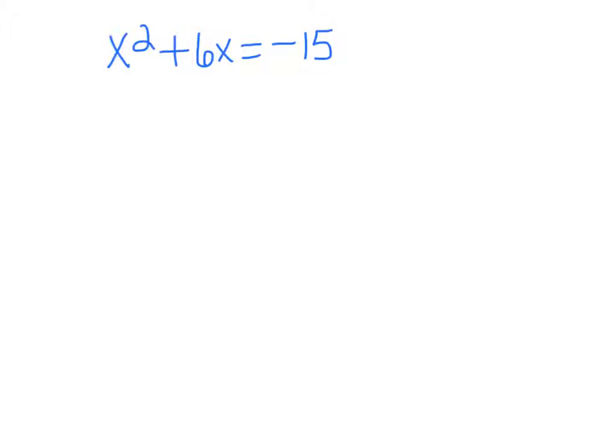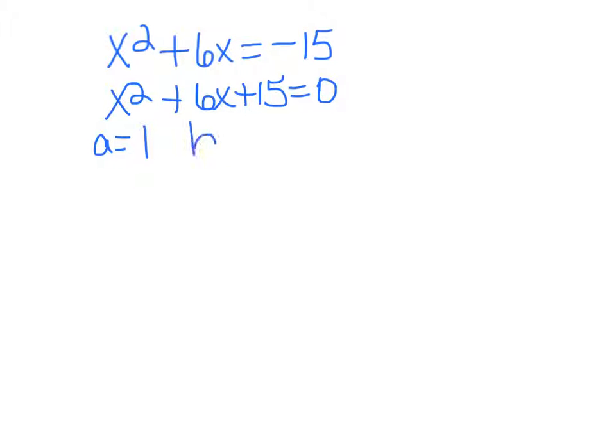Let's look at one more example. We said that these equations needed to be set equal to 0 before we could go on with the quadratic formula. Here our equation is equal to 15, so we need to move the negative 15 back across, so we would have x squared plus 6x plus 15 equals 0. Okay, so here a equals 1, b equals 6, and c equals 15. So now we're back to putting this in the quadratic formula.